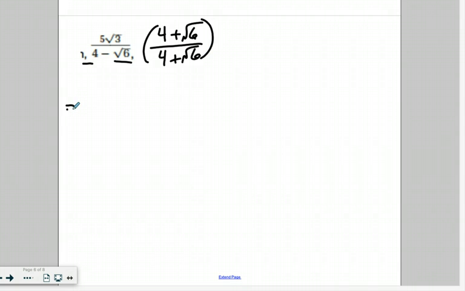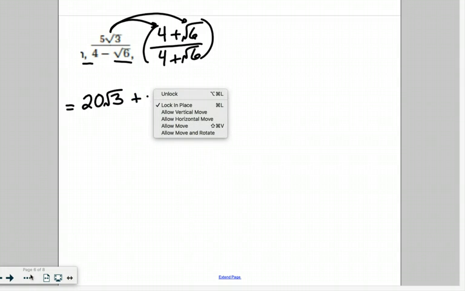Right? And then once again, I am just multiplying fractions, multiply the numerators, multiply the denominators. So here it's 5 root 3 times 4, so that will give me 20 root 3. Then it's 5 root 3 times root 6, which is 5 root 18.